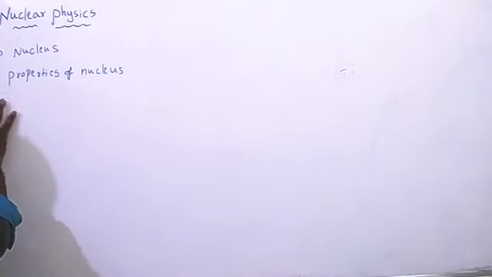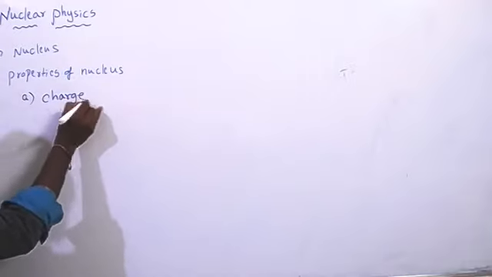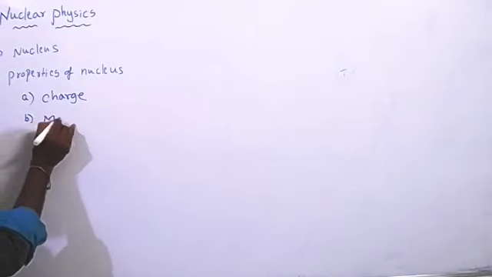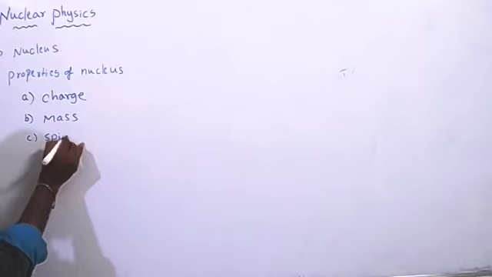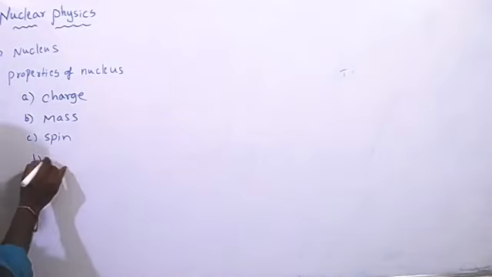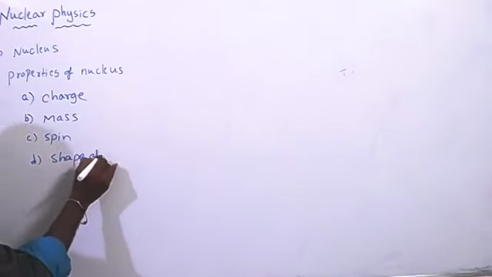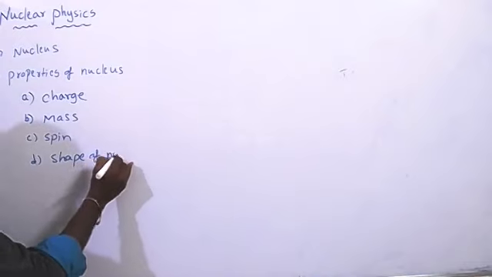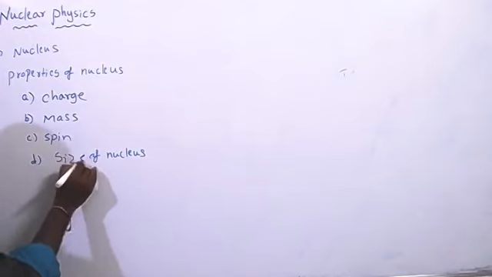In the properties of the nucleus, we have discussed charge, and discussed mass. You should know about this. And one more is spin. Intrinsic spin will be there. The spin is half. And then the shape of the nucleus. Important it is. The size of the nucleus is very important.